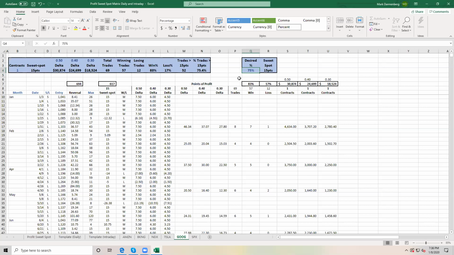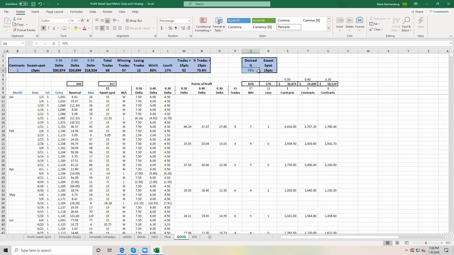So on a one contract basis, if you were trading a 50 delta, so at the money option on every one of these trades through the course of 2019, there were 69 trades on Google. 57 of them were winning trades, 12 of them were losing trades. So overall, that's an 83% win-loss ratio. But this number is different. This is saying I want to win on 75%. I want 75% of my trades to hit my sweet spot.